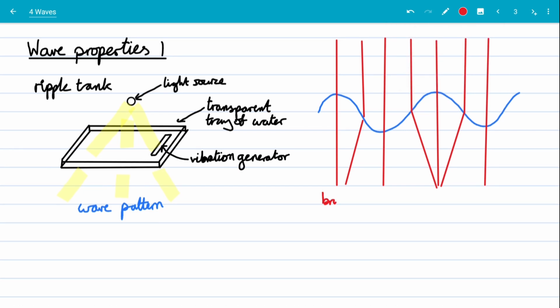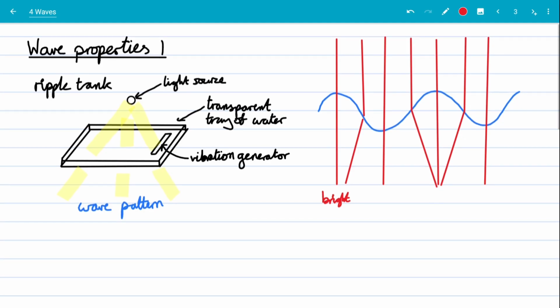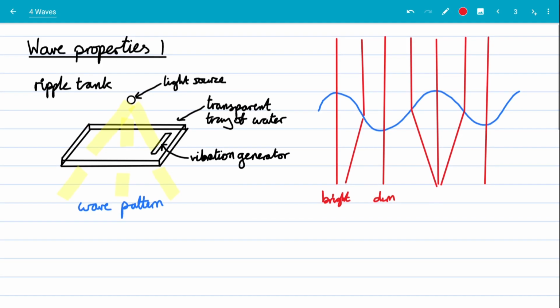So this is bright there. This here is dull or dim. Let's say dim. This here is bright. And this here will be dim. And so on. So we get bright, dim, all the way along. So that's what we're going to see. And I could label these lines light, I suppose.